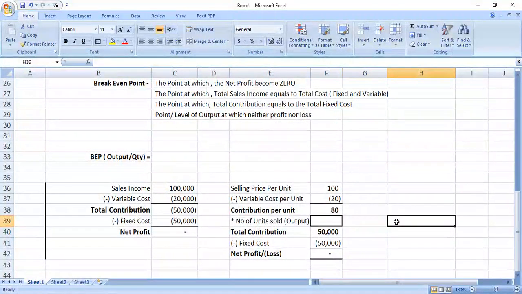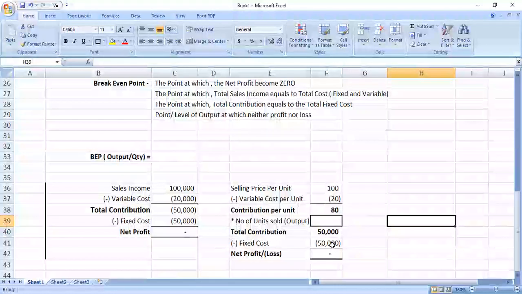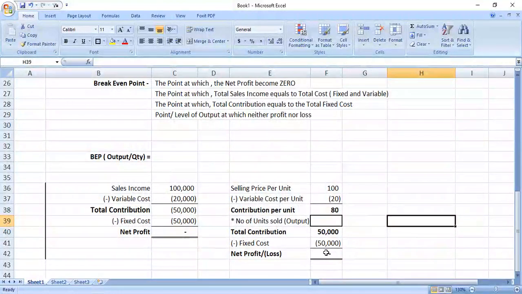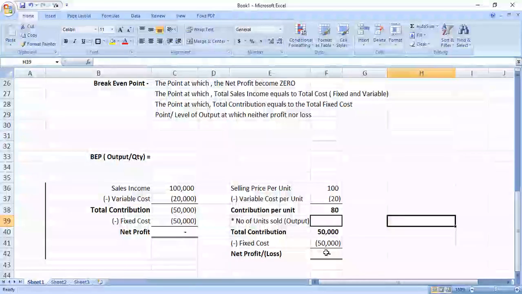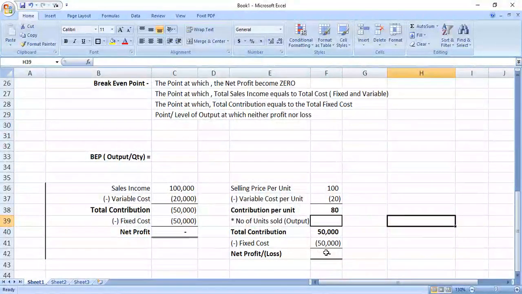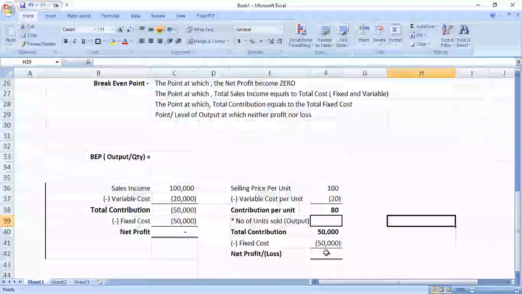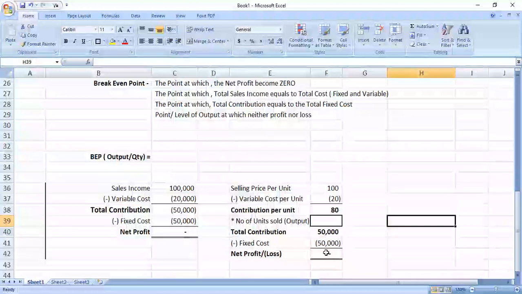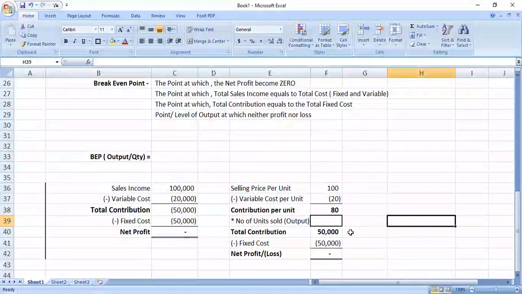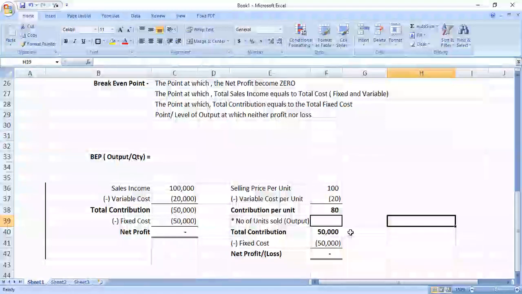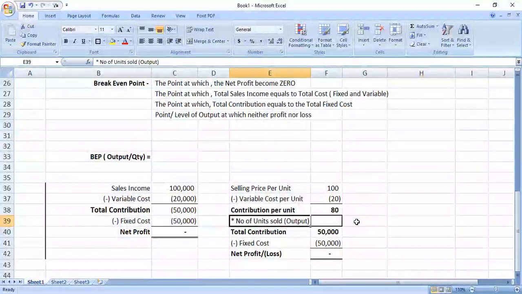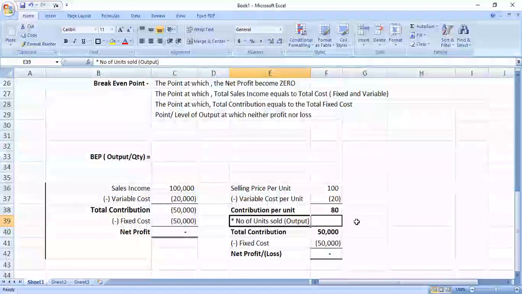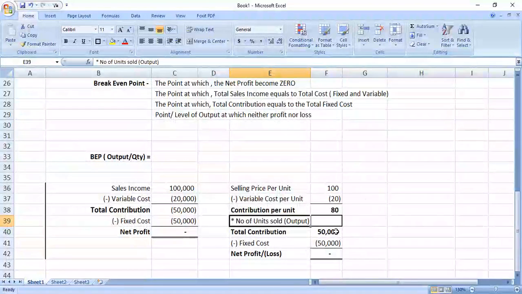How many units should I sell to earn a net profit of 0, or where my profit or loss is 0? How can you find out, guys? Can you tell me a formula? If you see this, can you identify a formula? I want to find out this value, total number of units, and I have the total contribution. Yes, total contribution divided by contribution per unit.